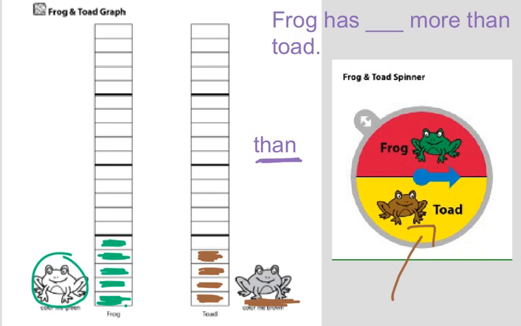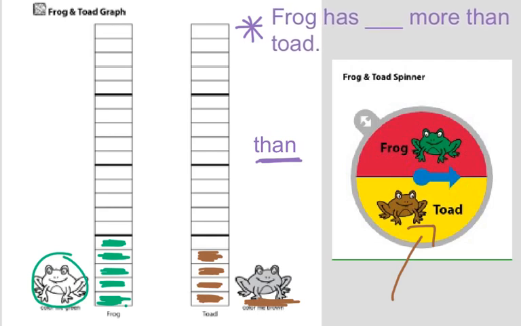Today, for your number corner activity, you're going to add one more thing that you're going to write down. Here's the sentence that I want you to fill in. Frog has blank more than toad. In that blank line, you're going to write a number. How many more pieces does frog have than toad? Go ahead and click the pause button to give yourself some time to write this sentence down, because I want to see if you are correct.